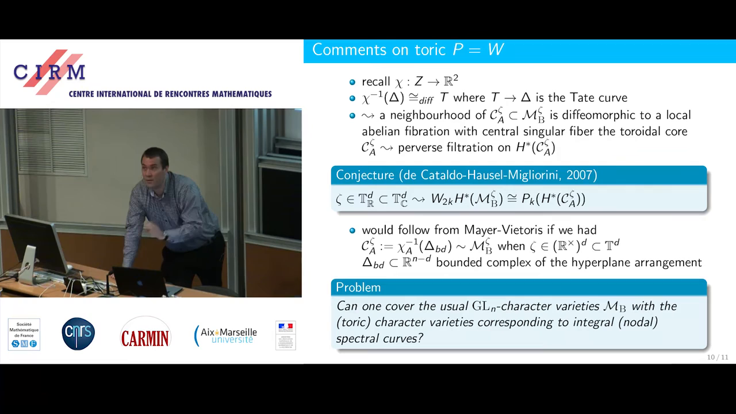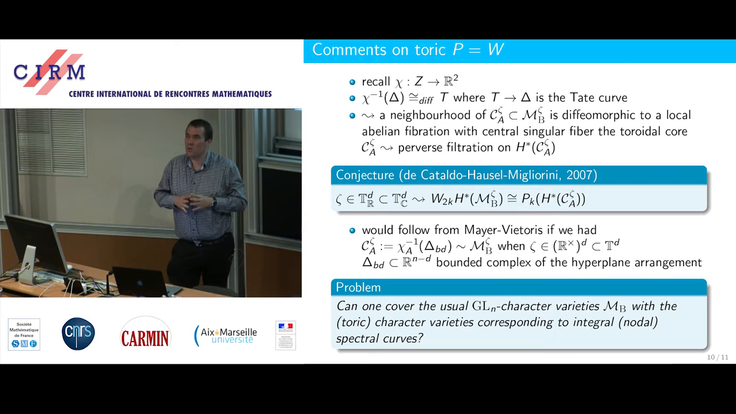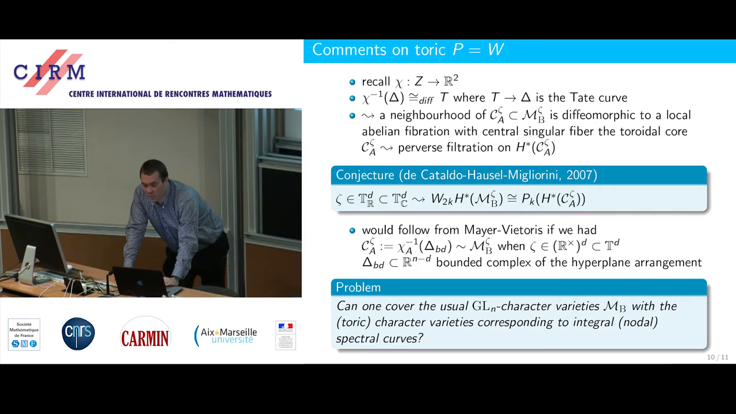But now this has a complex structure at least, or a local algebraic structure. And that way you can push this diffeomorphism through the construction, and you see that the neighborhood of the core, the toroidal core, is going to be diffeomorphic to a local abelian fibration, which you obtain from the Tate curve and its powers, with generic fibers abelian varieties. And then you have the usual complex picture of an abelian fibration with central singular fiber, which is the toroidal core, this toric variety. Okay, and this way you have a complex structure on the fibration, and it will induce a perverse filtration on the cohomology of this singular variety, of this toroidal core.